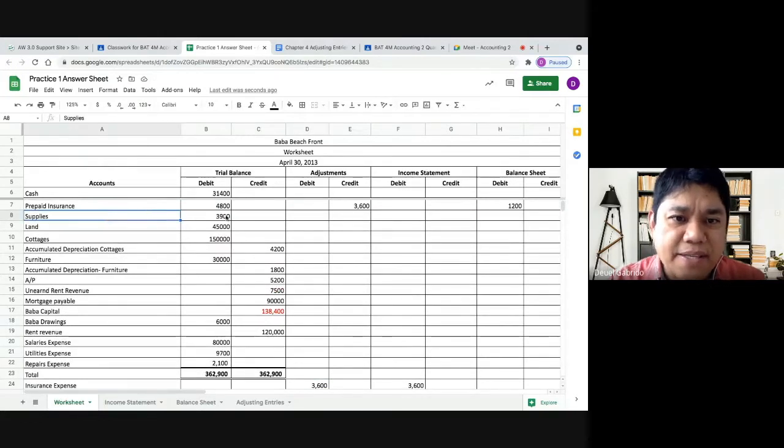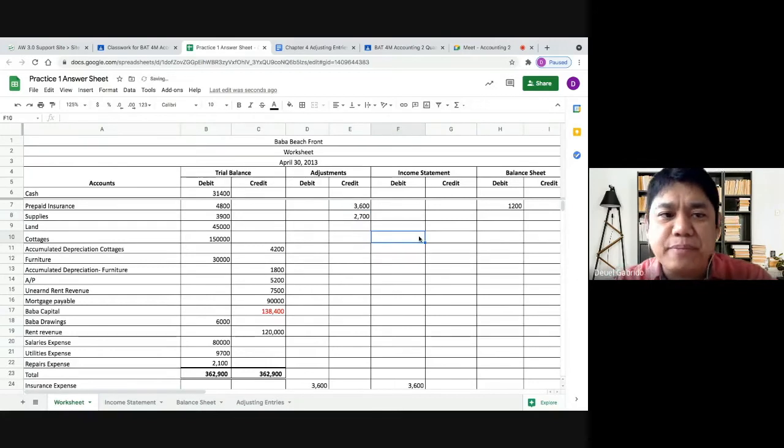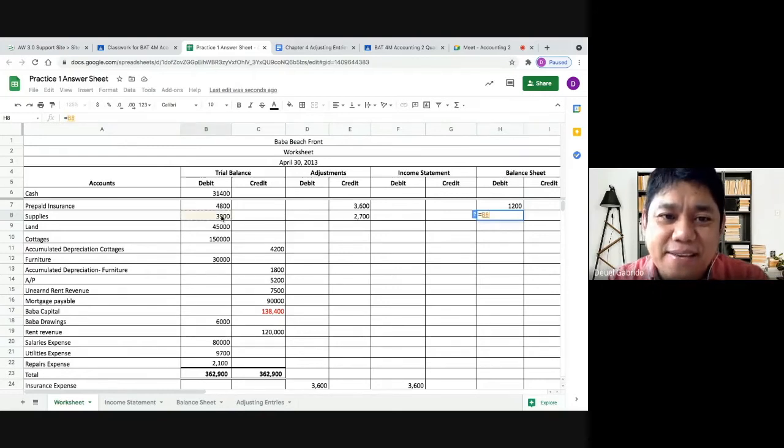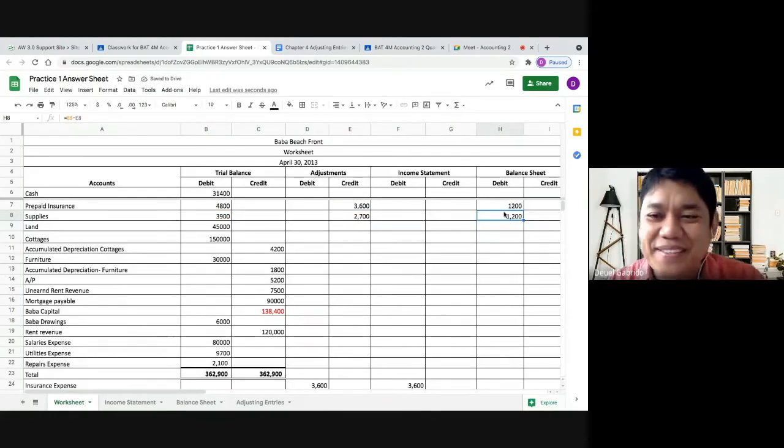Now the other 2,700, we will put it. Look at the supplies here. It's here, 3,900. I'll put it on the credit, 2,700, right? So how much would be the remaining supplies? What shall we do to find the remaining supplies? Subtract. Very good. So 3,900, take away the used portion or the decrease. It's the same as 1,200, just like the prepaid insurance. So the remaining supplies is 1,200, and we put it in the balance sheet.